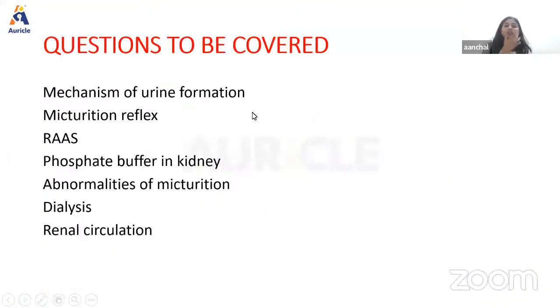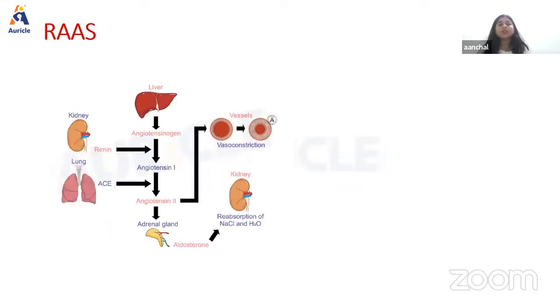So these are the questions to be covered in today's class. That is mechanism of urine formation, micturition reflex, RAS, phosphate buffer in kidney, abnormalities of micturition, then dialysis and renal circulation. These are the important topics that we're going to discuss in today's class. So let's proceed with today's first topic, that is RAS. RAS stands for renin-angiotensin system.